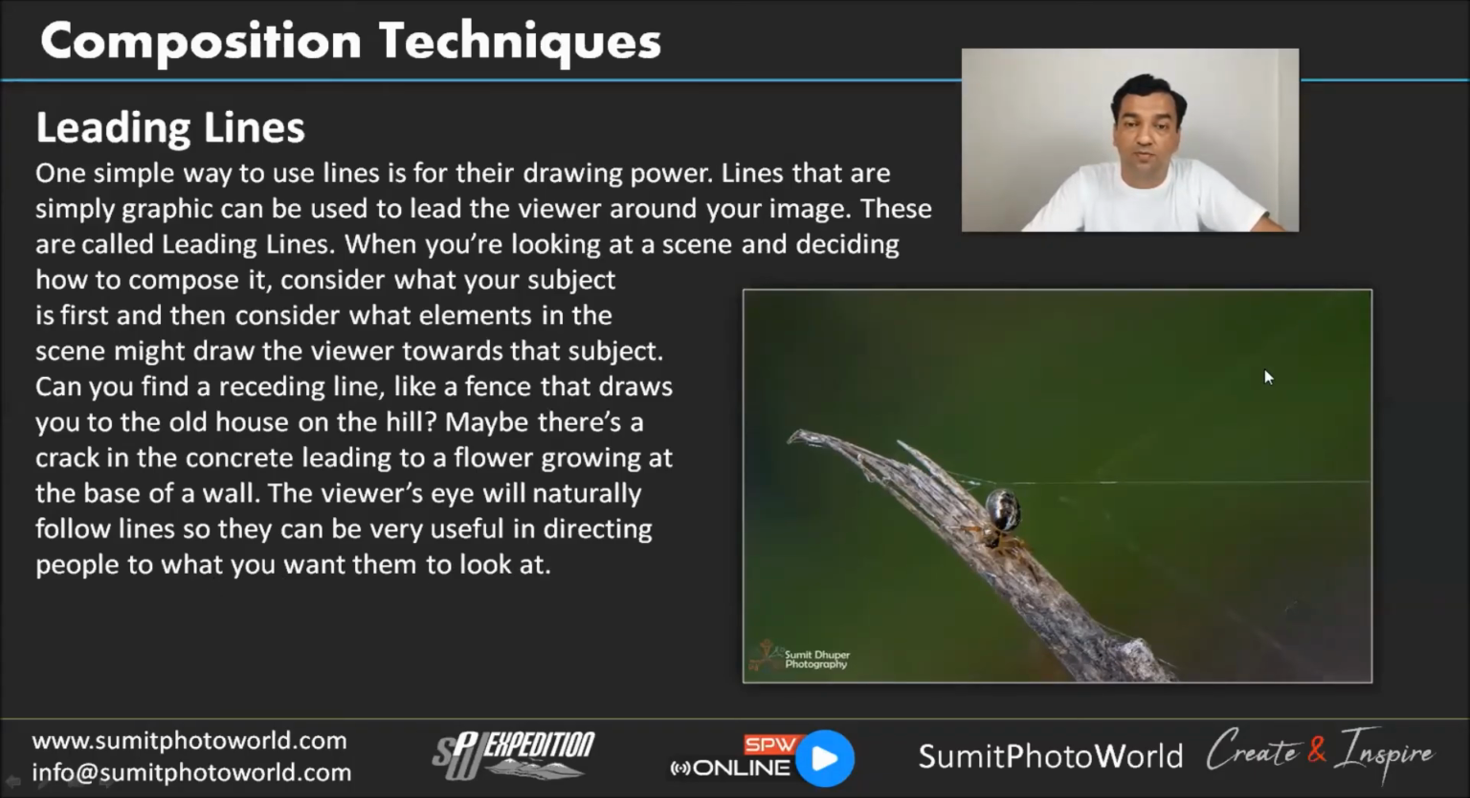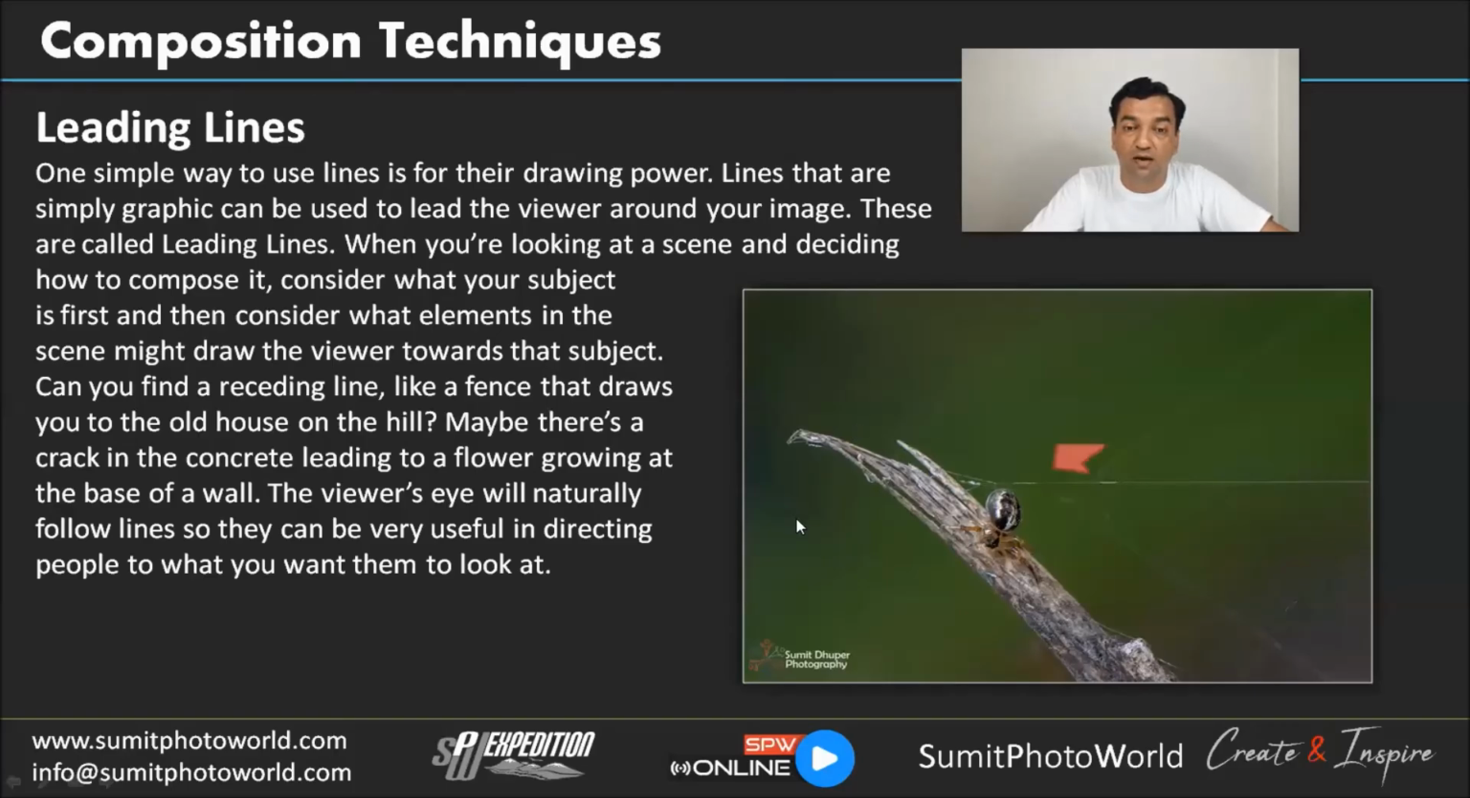So whenever we see lines in an image, in this image we see some lines created by a web. So we try to read the lines first instead of directly viewing the subject, because it's lines which are taking us to the subject. So here you can see multiple lines. The more lines you have, the more impact there will be in the image if they are reaching the subject.